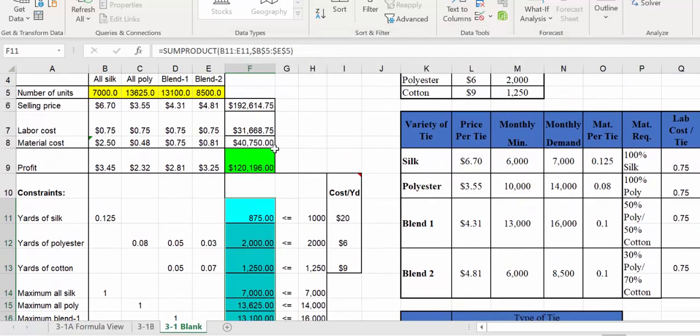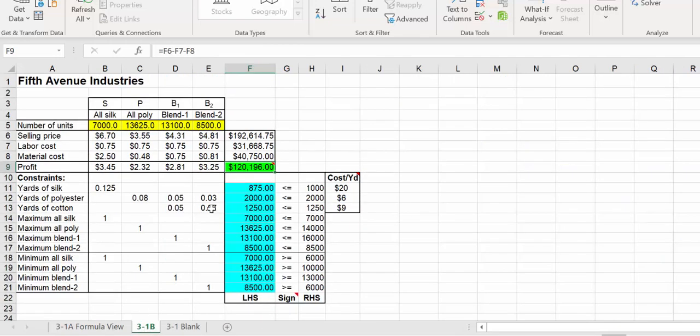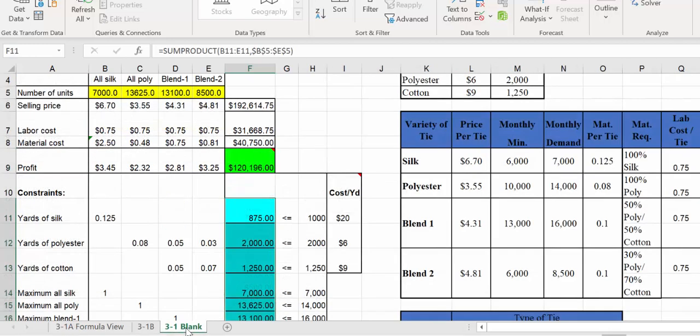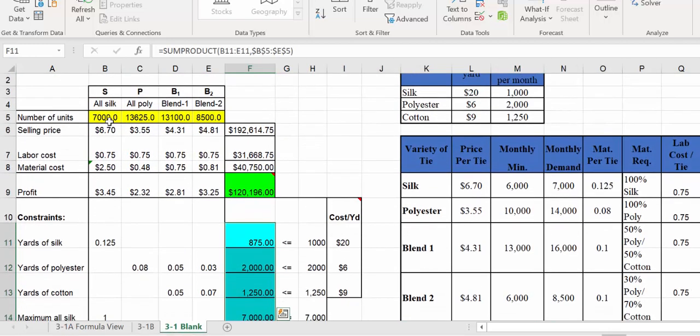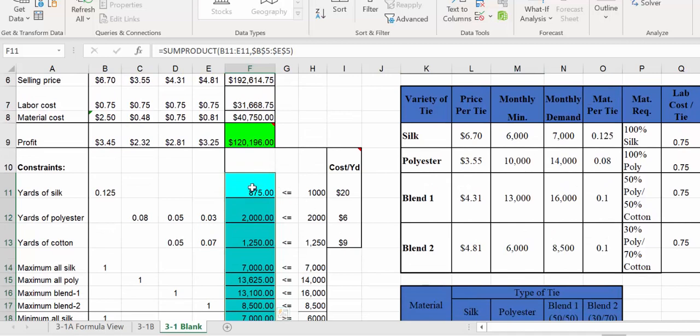All right, so we can compare. We got $120,196. If we compare it to the answer key, it looks like we got the same one. So that's looking good. And take a look up here. This is all whole numbers when it comes to the number of ties for each. And you can compare, let's say yarns of silk is less than the max. And it looks like they used up all of the yarn for polyester and for cotton.